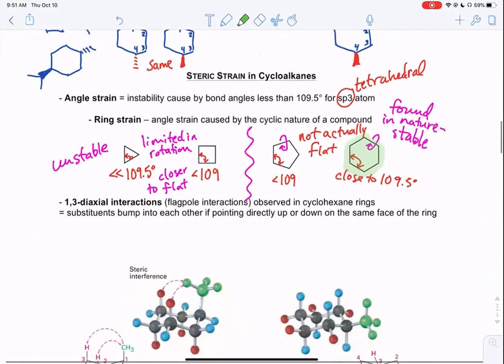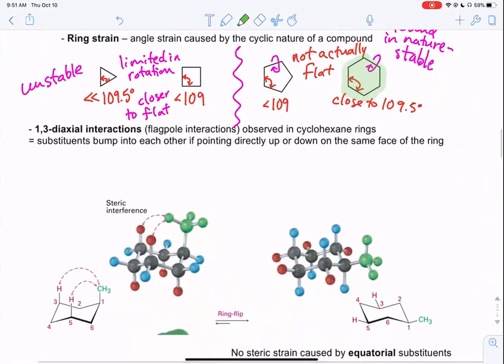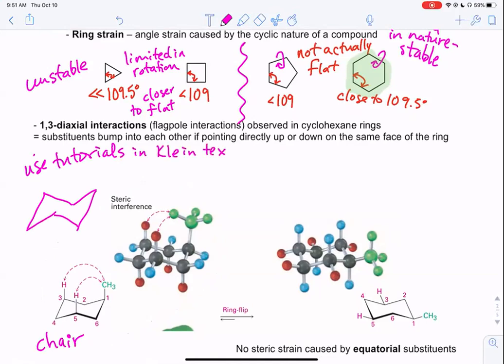So when we specifically look, this is kind of crazy. You might want to pause and look at these structures one at a time. But we have some different representations of a 6-membered ring. Down there to the left, you see it's numbered 1, 2, 3, 4, 5, 6. This is what we call a chair conformation. The idea is it looks like a lounge chair. There are really, really nice tutorials, so please use the tutorials in the Klein text to draw the perfect chair.